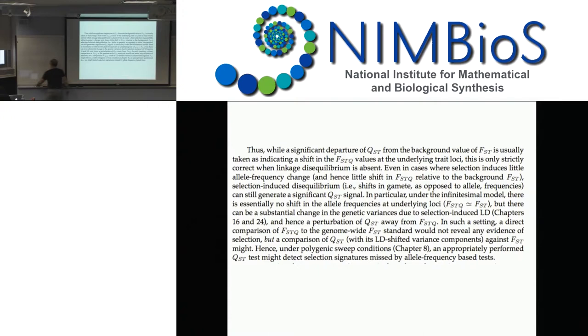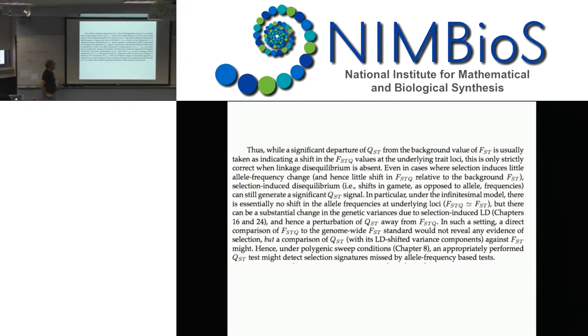So if my added variation equals 10 plus disequilibrium, then with disequilibrium the added variation might, for example, equal 8, because D is minus 2. That's a substantial change. So QST is basically a function of these genetic variances. So disequilibrium can significantly modify QST.